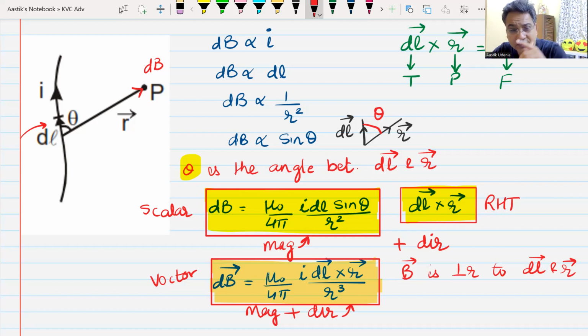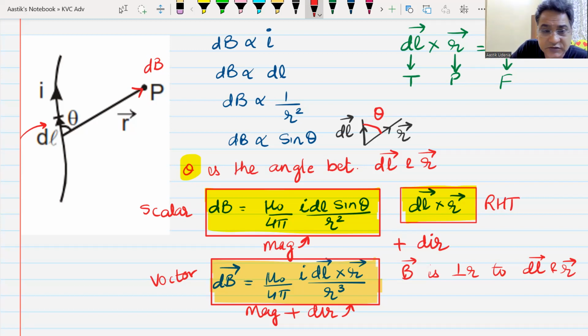So if DL and R both lie in the XY plane, in which direction will the magnetic field go? Either minus Z or plus Z, depending on how they are.